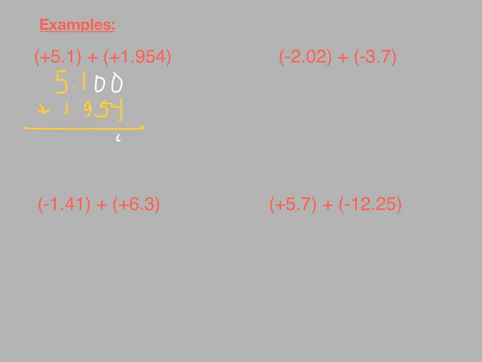So I've got 0 plus 4 is 4, 0 plus 5 is 5, 1 plus 9 is 10, carry the 1, 1 plus 5 plus 1 is 7, drop that decimal straight down. I've got 7.054, and of course both of those were positive to begin with. My final answer is positive 7.054.